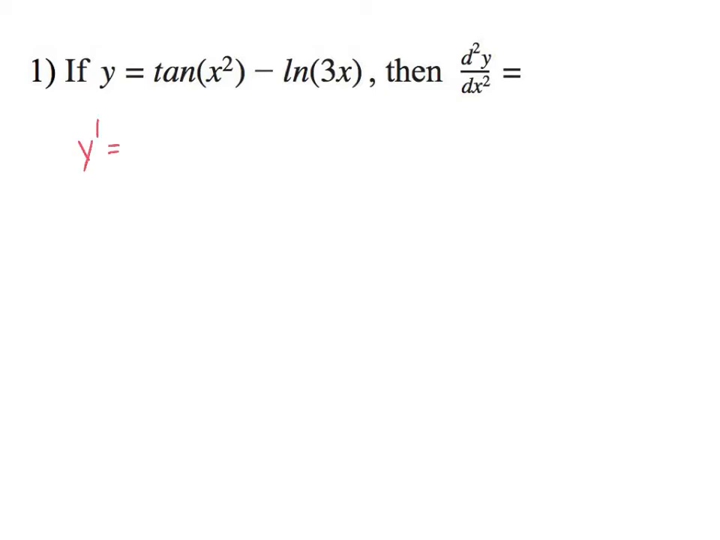So y prime equals, okay, take the derivative of tangent. Tangent is secant squared. Leave the inside. Take the derivative of the inside. Are you okay? That's the first piece. So I took the derivative of that. Now I'm going to take the derivative of this. So I have minus. ln will be u prime over u, I like saying u prime over u.